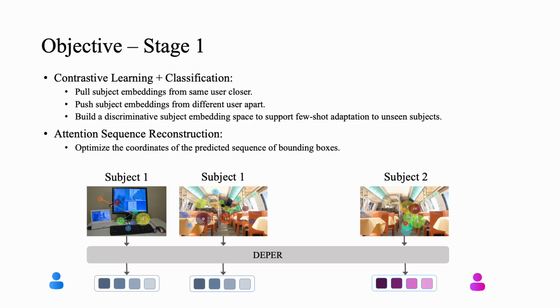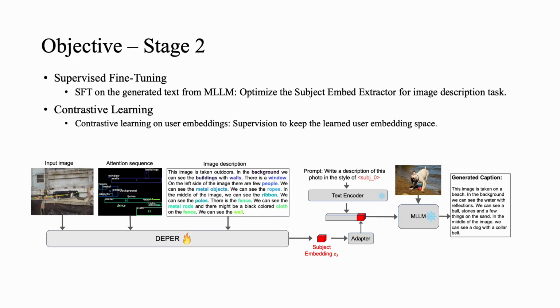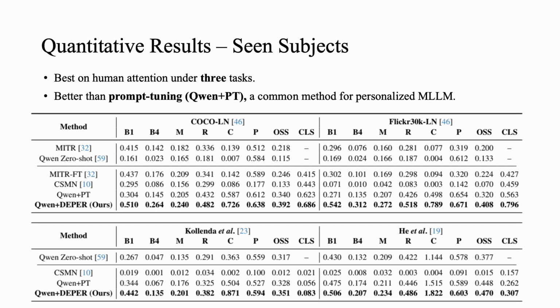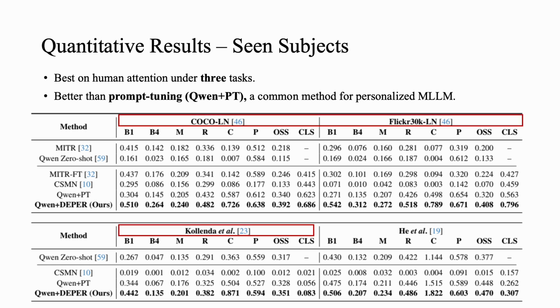We also have an auxiliary loss to reconstruct the input sequence of bounding boxes by computing the L1 loss of the bounding box coordinates. In stage 2, we use supervised fine-tuning to optimize the subject embedding extractor from the image description task. And we also keep the contrastive loss to make sure that our model keeps the learned user embedding space. We test our model on 4 different datasets and the 3 tasks of human attention collection.